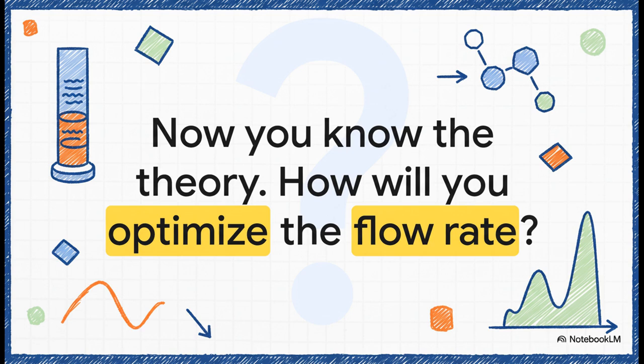So listen, the next time you're in the lab setting up a run, please don't just pick a flow rate out of thin air. Think about that Van Deemter curve. Think about the trade-offs you're making between speed and efficiency. Because now you know the theory. And that's the knowledge that separates the good chromatographers from the truly great ones.